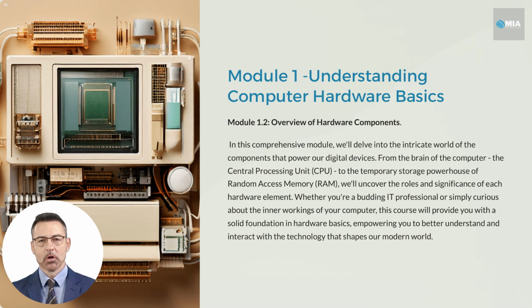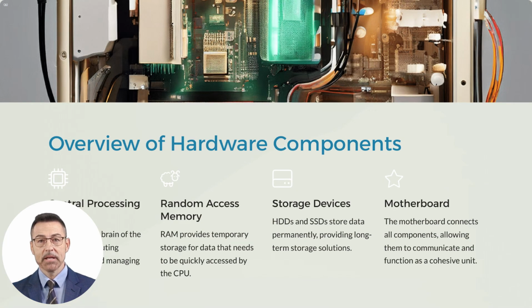Today we're diving into the essential components of computer hardware. We will be doing a quick overview so you can understand the basics, and later we will explain them further in depth. Let's start with the Central Processing Unit, or CPU, often called the brain of the computer. The CPU plays a critical role in executing instructions from programs. It's responsible for performing calculations, managing data, and controlling other hardware components.